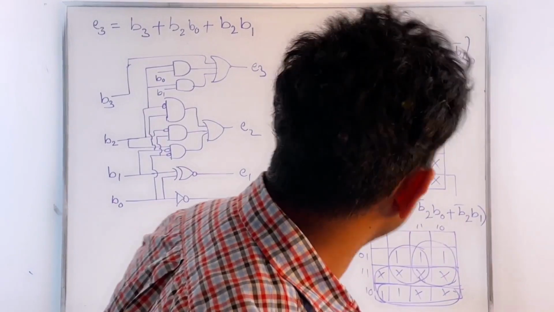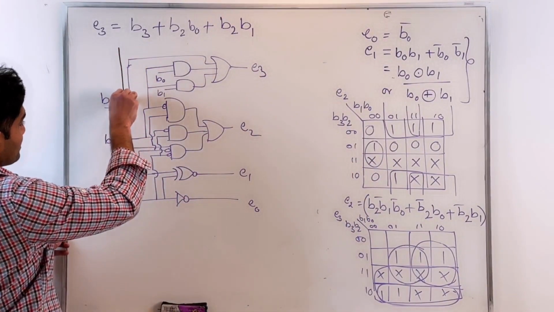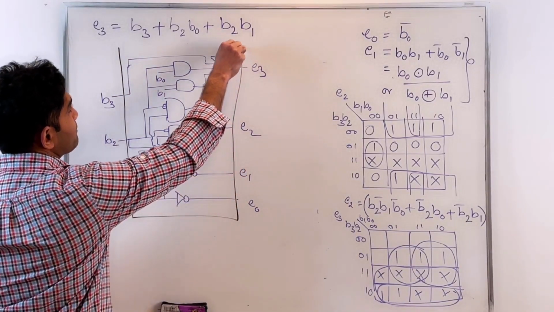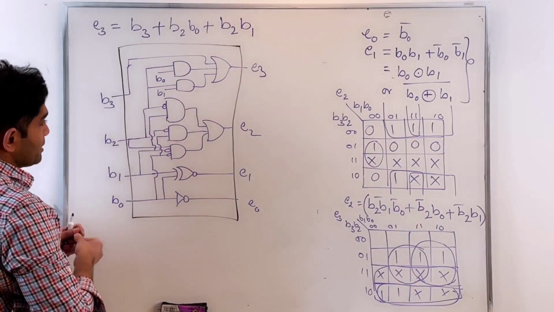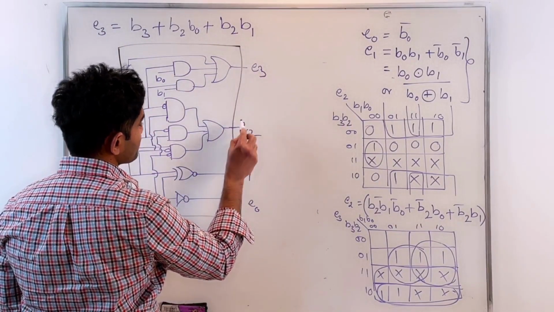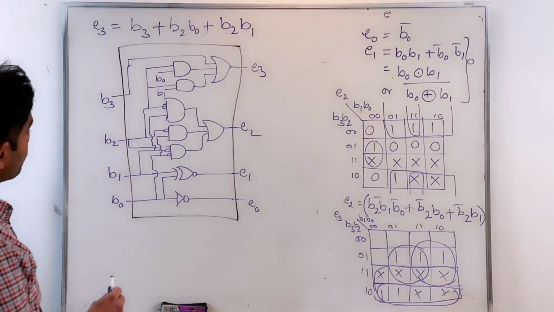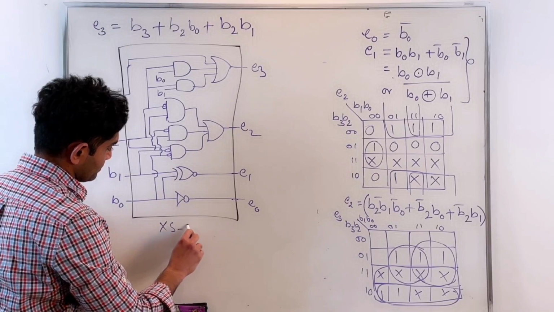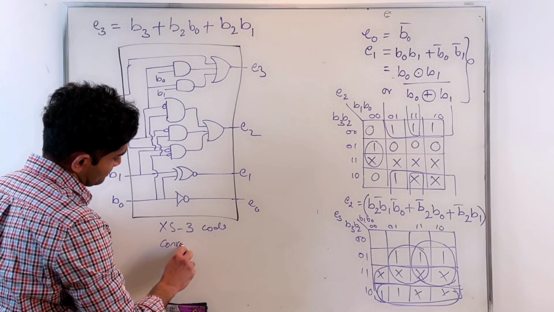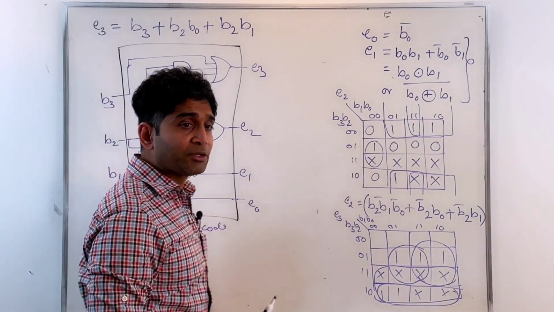Now we know exactly what should be inside. Started out with the level 0 diagram, and now I know exactly what the innards of this system should look like. Okay, so that's my XS3 code converter. And you can verify.